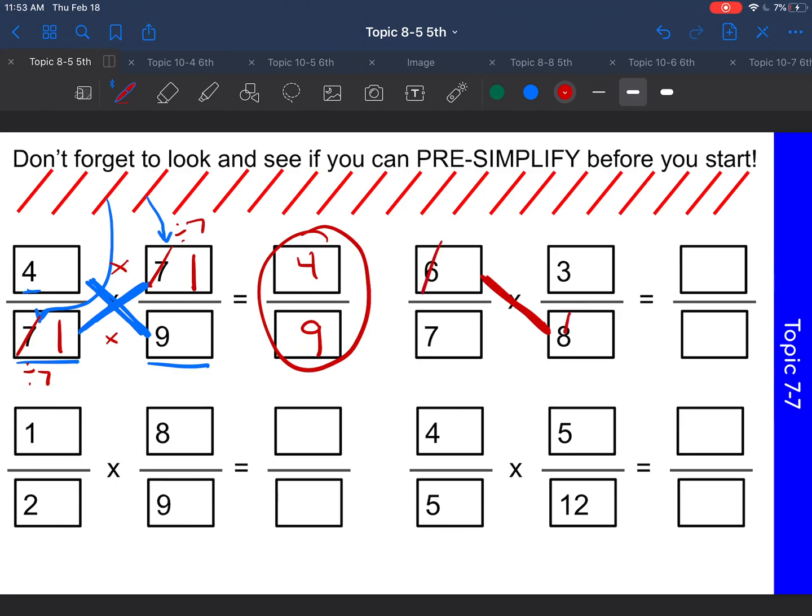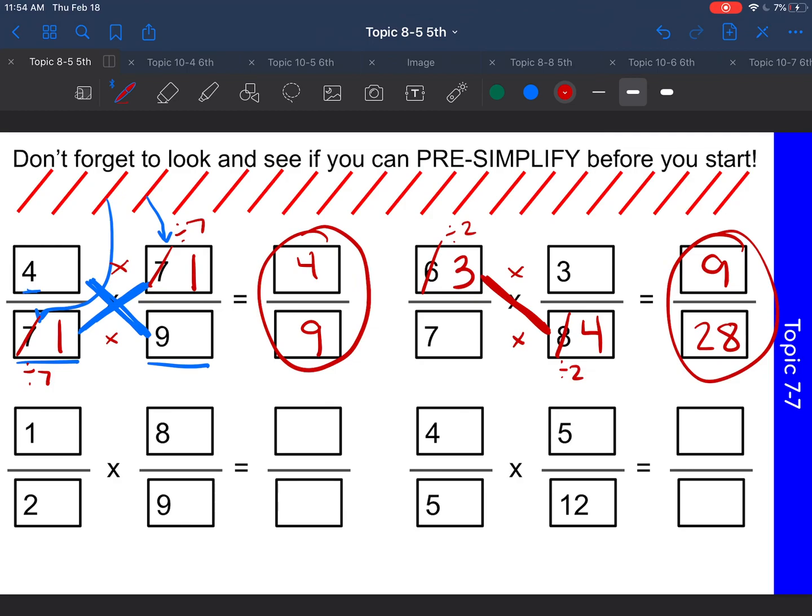So drag over that slash and put it over the 6 and the 8. 6 divided by 2 is 3. 8 divided by 2 is 4. So now our problem is 3 times 3, which is 9, and 7 times 4, which is 28. Okay, and you can see if you can simplify that even further, but you cannot. So 9/28 is the simplest version of that fraction.